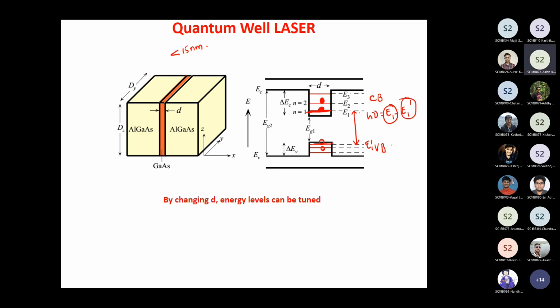Sir, in this quantum well laser, h nu can be either E1 minus E1 prime or E2 minus E2 prime? Which one? The energy of the emitted photon can be either E1 minus E1 prime or E2 minus E2 prime or E3 minus E3 prime, like that? Yeah, it would usually be E1 minus E1 prime or E2 minus E2 prime and so on. But most of the transitions usually happen between E1 and E1 prime.